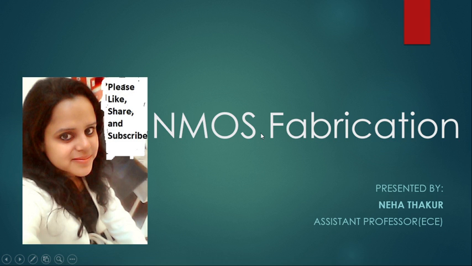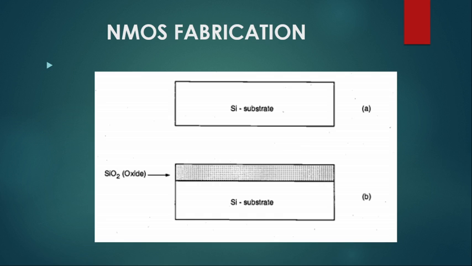Today I am going to discuss NMOS fabrication. So first of all, you should know what NMOS is. NMOS is N-channel MOSFET, and N-channel MOSFET means the channel area that is formed between the source and drain contains electrons as the charge carrier. So for its fabrication, the following steps are required.